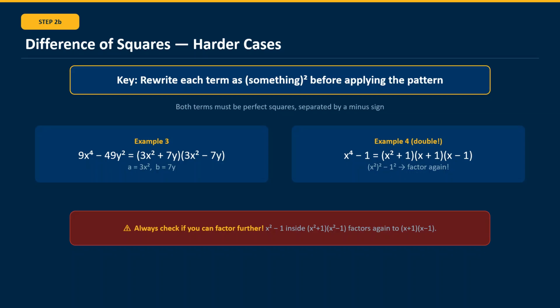Second, x to the 4th minus 1. This is x squared, quantity squared, minus 1 squared, so it factors as x squared plus 1 times x squared minus 1. But notice that x squared minus 1 is itself a difference of squares. It factors again into x plus 1 times x minus 1. The fully factored form is x squared plus 1 times x plus 1 times x minus 1. The takeaway is always check whether your result can be factored further. A difference of squares can sometimes be applied more than once.